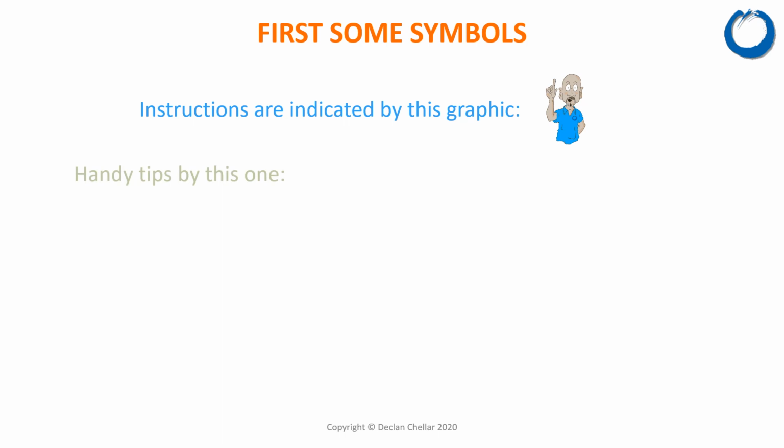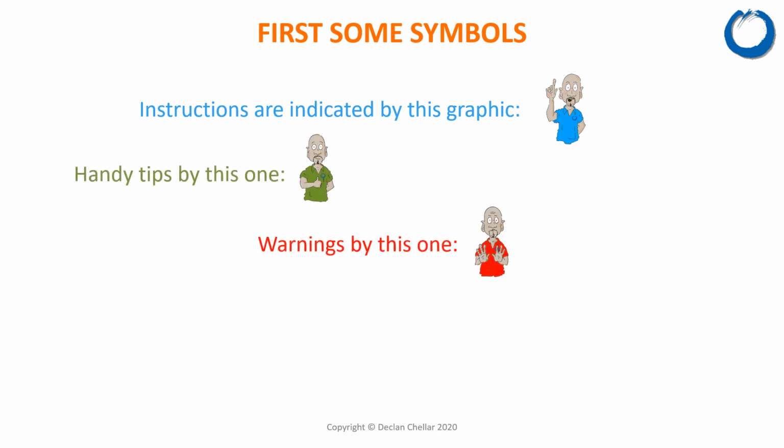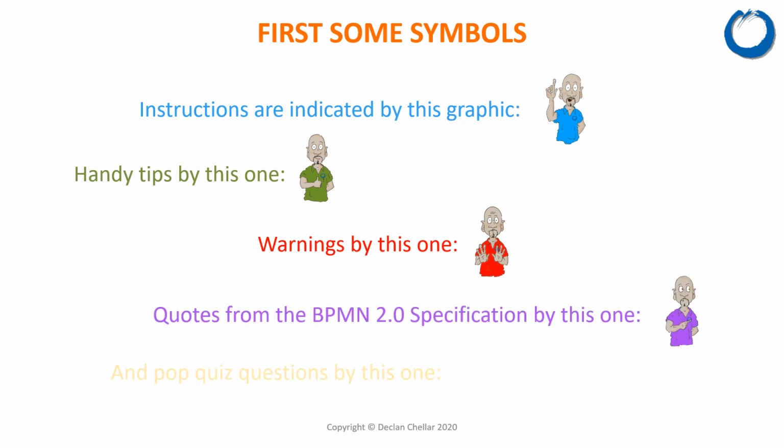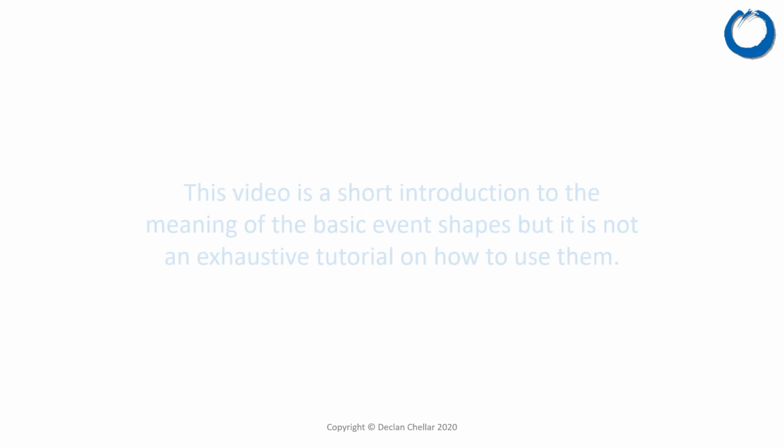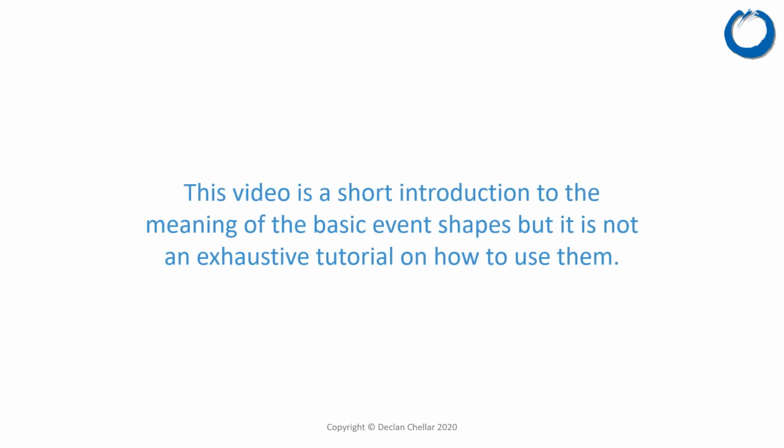But first, some symbols. Instructions are indicated by this graphic, handy tips by this one, warnings by this one, quotes from the BPMN 2.0 specification by this one, and pop quiz questions by this one. This video is a short introduction to the meaning of the basic event shapes, but it's not an exhaustive tutorial on how to use them.